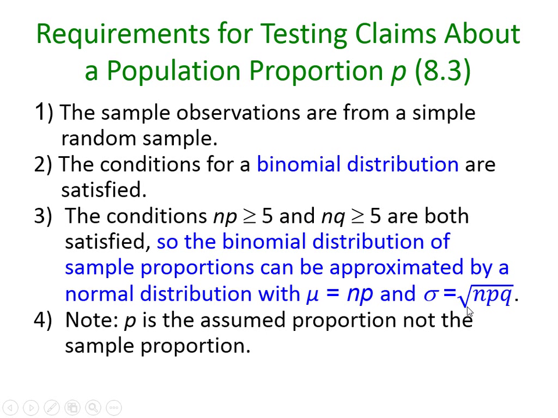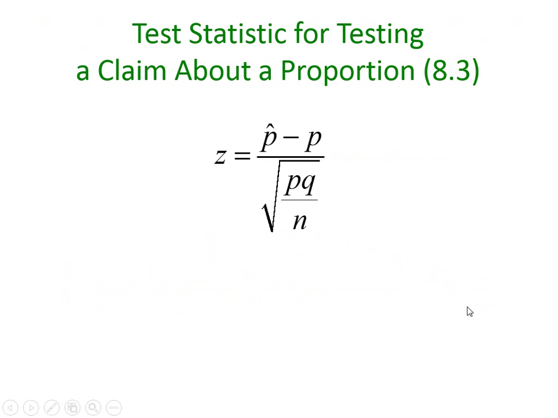We would expect to be able to find the population standard deviation from those. We're assuming we know p is true, and we're working our way backwards through all of that. So it's using what we talked about back in Chapter 5 and just building on it. So our test statistic for testing a claim about the proportion is z equals p hat, which is our sample proportion, minus p, which is our population proportion, divided by the square root of the quantity pq over n.